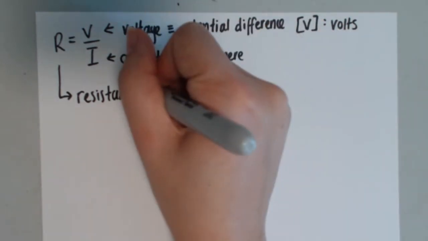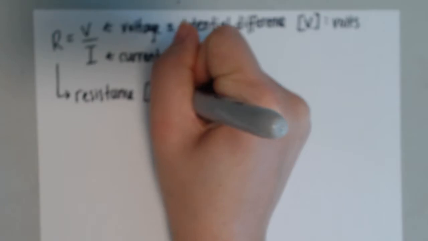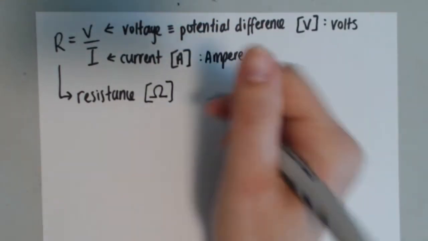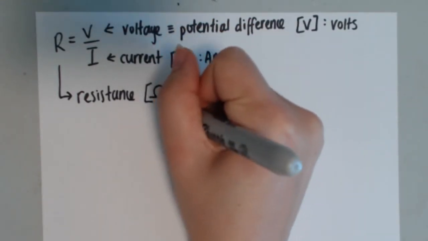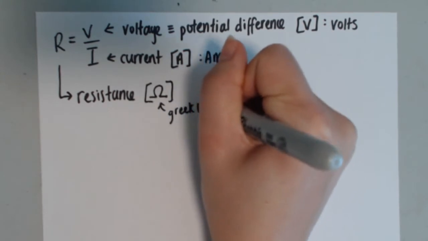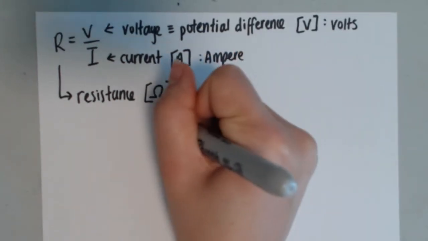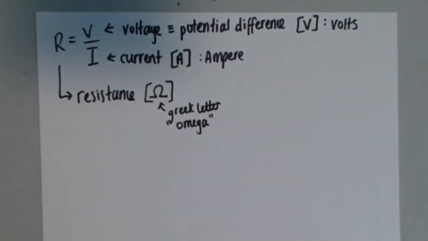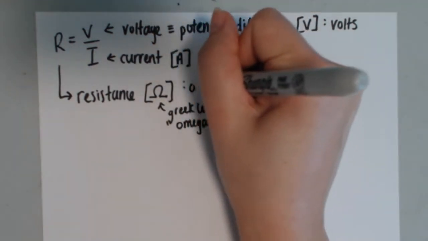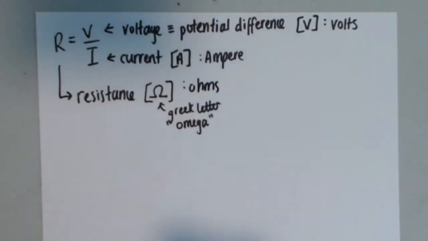Resistance is measured in ohms, and there's that Greek letter omega. In fact, this is capital omega. Lowercase omega stands for something else. All right. And we say that's ohms. All right. Let's go back.